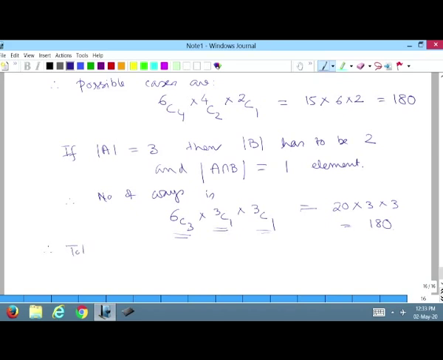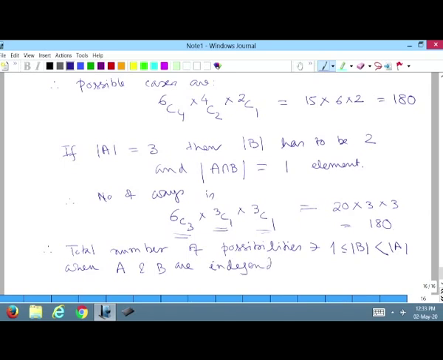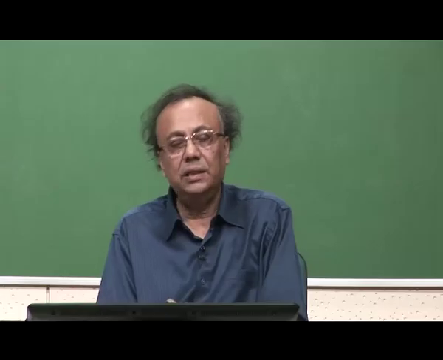Therefore, the total number of possibilities such that the cardinality of B is greater than or equal to 1 and strictly less than the cardinality of A, when A and B are independent, is equal to 62 plus 180 plus 180, which is equal to 422. So, that is the answer.